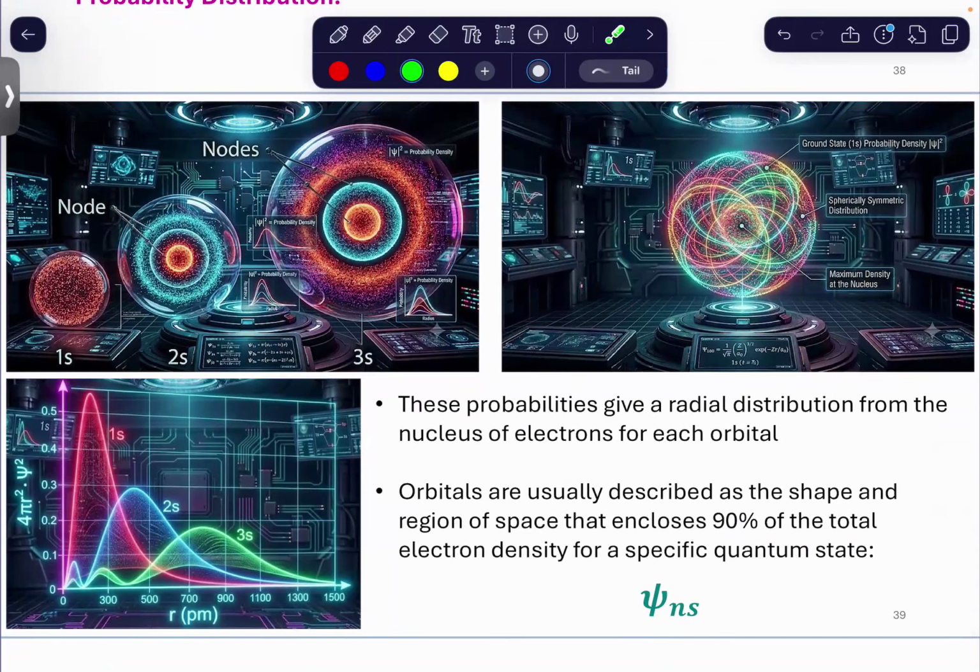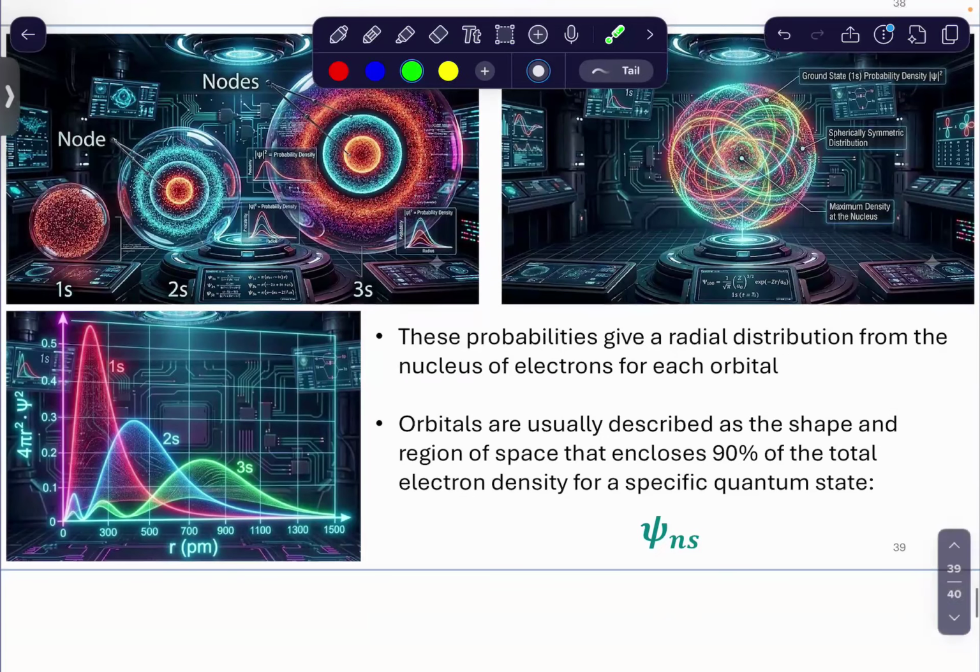And so your orbitals are actually enclosed spaces that enclose at least 90% of the electron density for a specific quantum state. So it's like, okay, here's an enclosed volume, and most of the electron density is inside that enclosed volume. So that is more than likely where the actual electron will be.